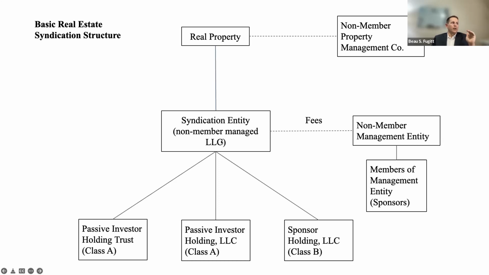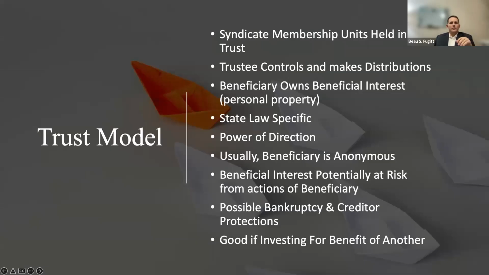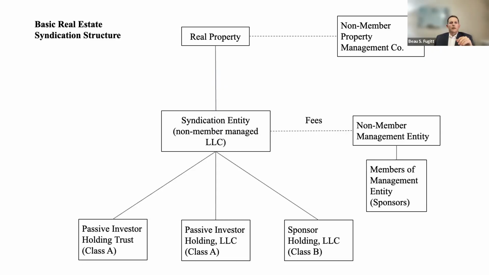Coming down here though, we do have an LLC, right? So we're going to have a syndication LLC. This is going to limit the liability of the individual investors and the individual sponsors. The same way that we have a non-member property management company actually managing the property, we're going to have a non-member management entity most of the time managing the syndication. And that's for the same reason. This is an entity, right? Oh, went too far. Let's go back.